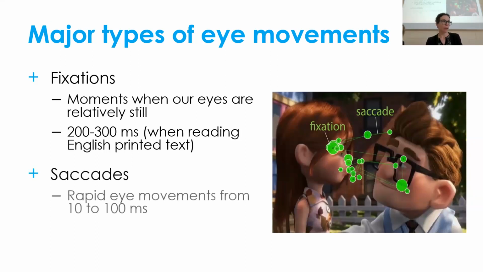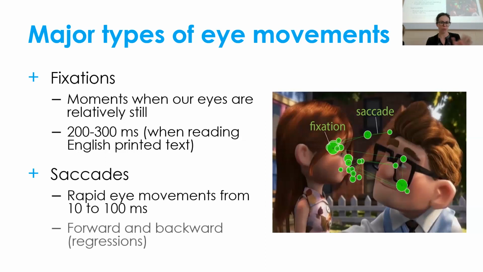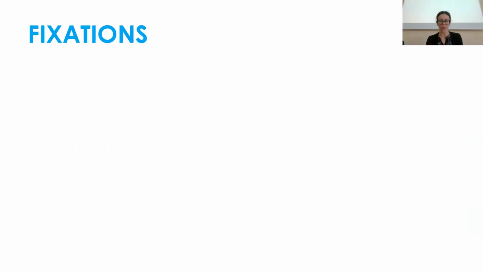Saccades are rapid eye movements. They're also sometimes called the jumps between the fixations. They tend to be between 10 or 20 and 100 milliseconds long, and they can be classified as forward or backward. Forward saccades, in languages like English or Polish or Italian, or anyway in Europe, where we read left to right, generally mean to the right, and backward saccades mean to the left. This last category is also called regressions.